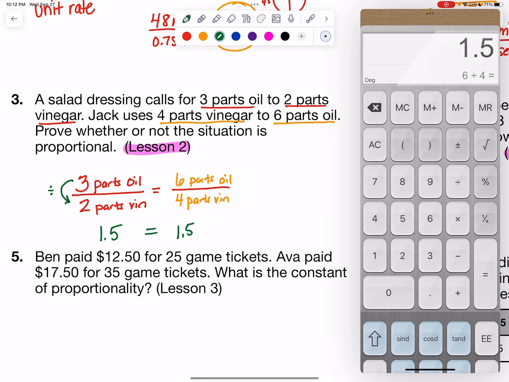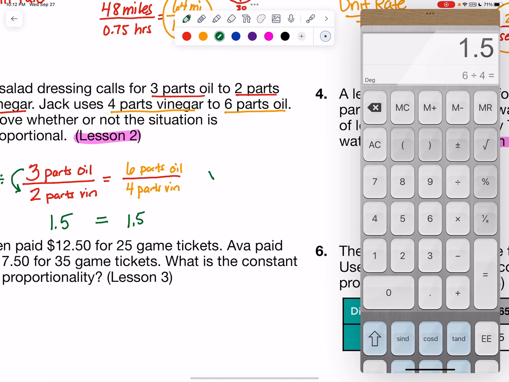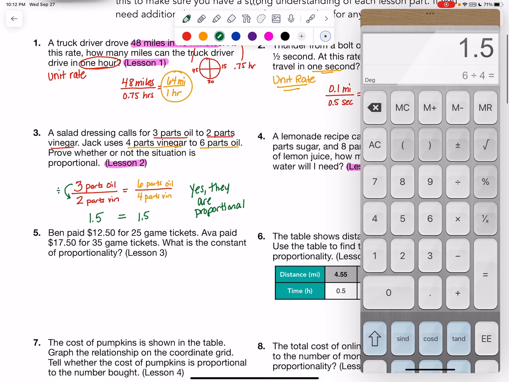So we just put our equal sign to show that they are proportional. So this is a yes, they are proportional. You can see how neat I'm trying to be with my work.